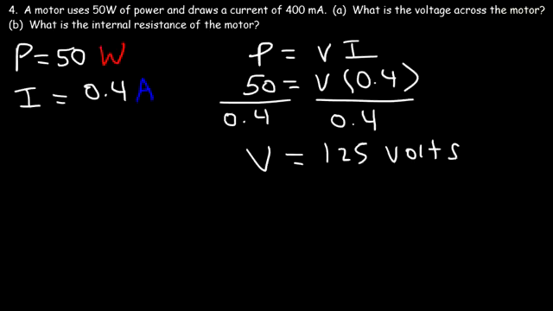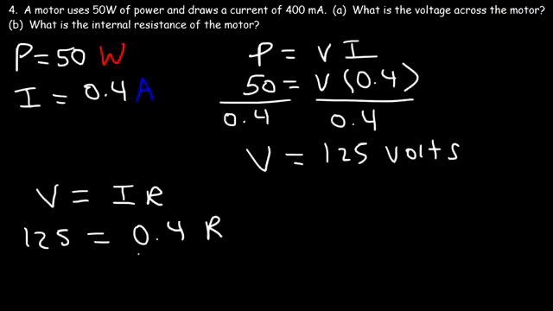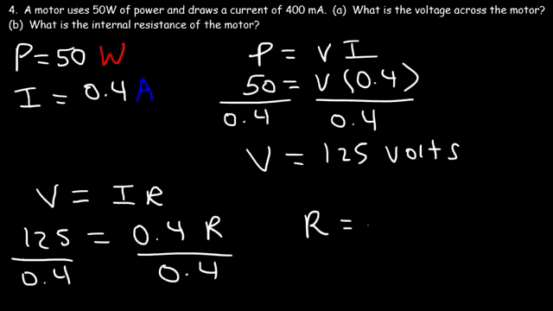Now what about part B? What is the internal resistance of the motor? Well, let's use Ohm's law. V is equal to IR. So V is 125, I is 0.4, and let's find R. So let's divide both sides by 0.4. 125 divided by 0.4 is equal to 312.5 ohms.